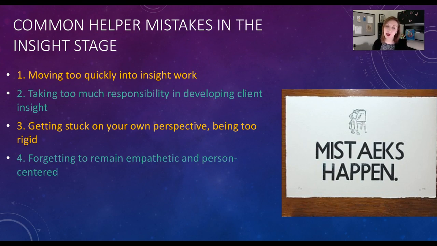Forgetting to remain empathetic and person-centered. Again, you have to maintain empathy and stay centered on your client the whole time, or otherwise you're just another schmuck who's telling them what to do or getting up in their business.